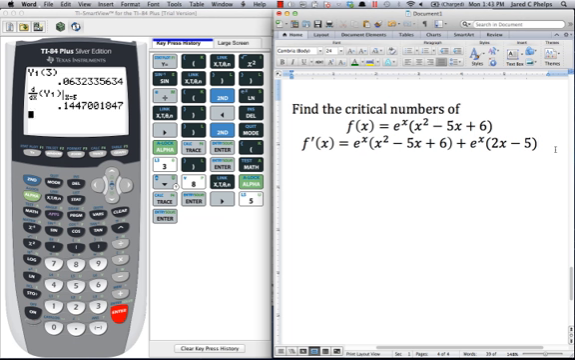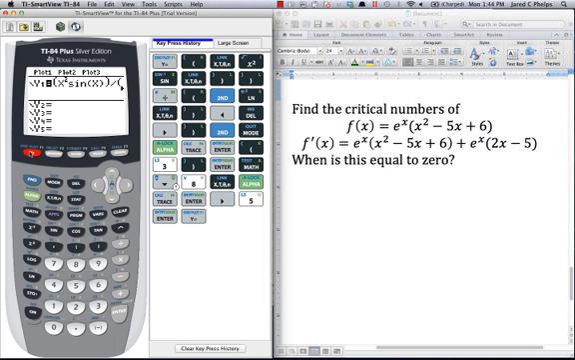And I'm going to make a statement right here. I know that this is never undefined. The only things that really cause a function to be undefined are division by 0. This problem doesn't even have division, so it can't be undefined. So what I really need to know is, when is this equal to 0? And the best way to do that is to plug this thing into the calculator and graph it.